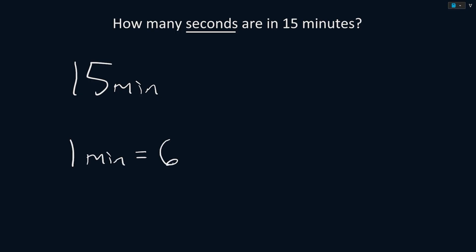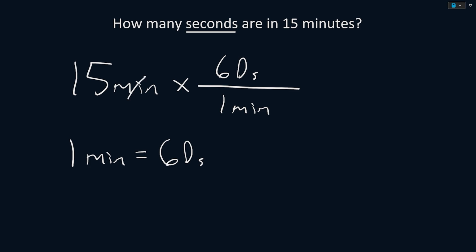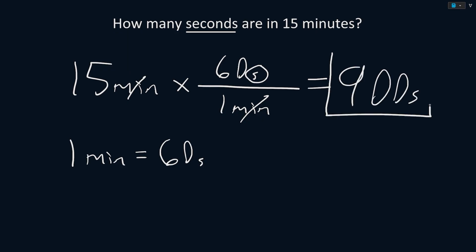How many seconds are in 15 minutes? We were given 15 minutes, and we want to convert them to seconds. We know that 1 minute is equal to 60 seconds. So to convert minutes to seconds, we multiply through our conversion factor of 60 seconds per 1 minute. Multiplying through this, we see that the minutes cancel out and leave us with seconds. Solving this, we get that there is 900 seconds in 15 minutes.